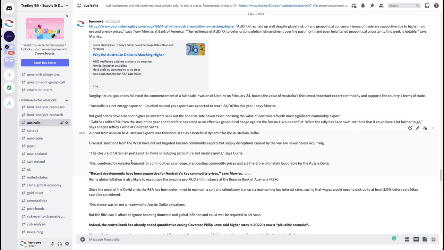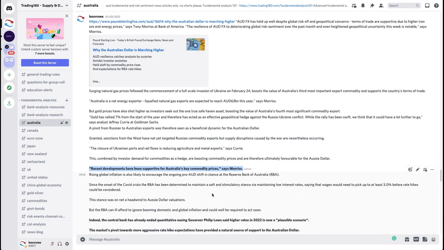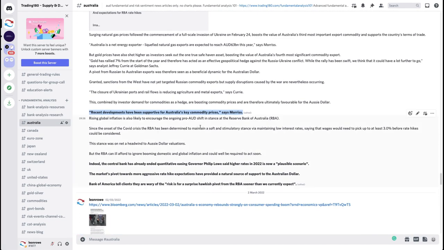One of the quotes amongst everything here was "recent developments have been supportive for Australia's key commodity prices." Because Australia is seen as a commodity currency, boosting commodity prices generally helps and gives value to the Australian dollar, right? Any commodity currencies. So global rising inflation is also likely to encourage an ongoing pro-Aussie dollar shift in stance of the Reserve Bank of Australia.